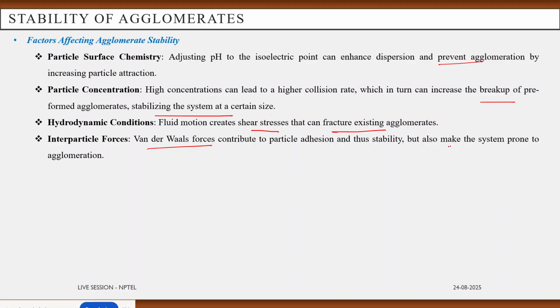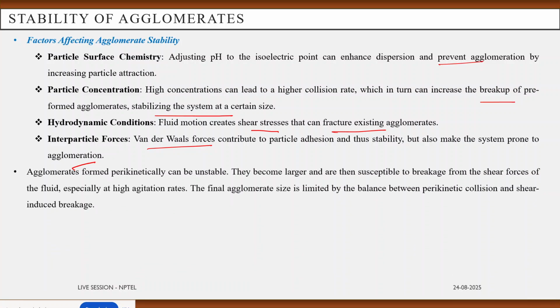force, but they also make the system prone to agglomerate if the interparticle force is very high. So these are the factors that may negatively or positively impact the agglomeration stability in the mixture. So these agglomerates, which are formed perikinetically, can be unstable because they become larger and then susceptible to breakage from high shear force of the fluid if it is present, especially when the mixture is at higher agitation condition.